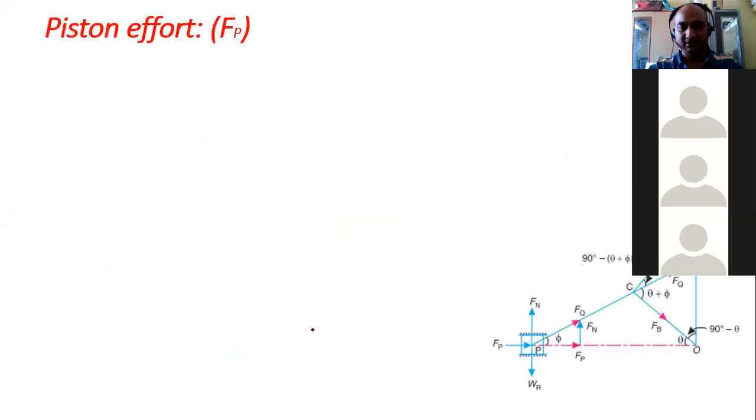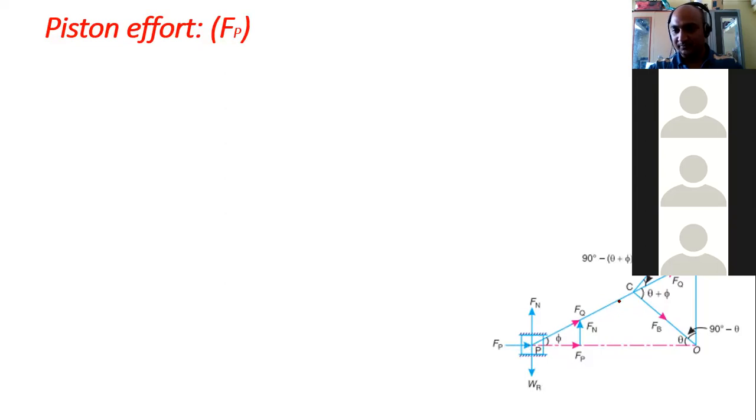Now what is piston effort? Effort on the piston due to some conversion of energies. That is nothing but your FP. That is piston force, or piston effort. Okay. So what happens here? We can see piston force is present over here.